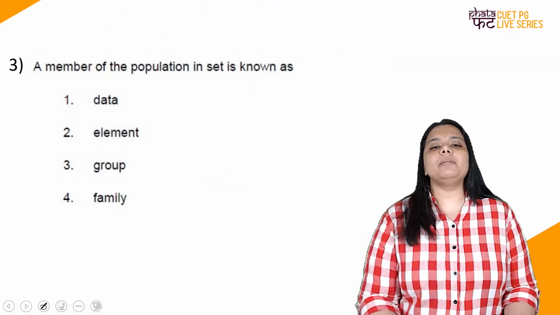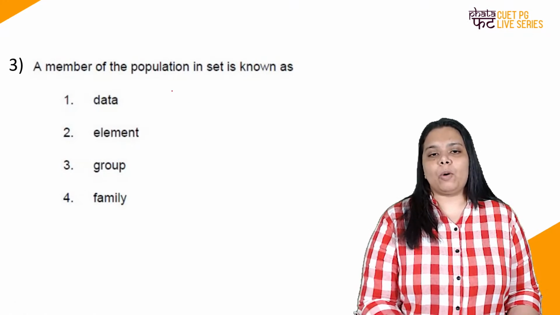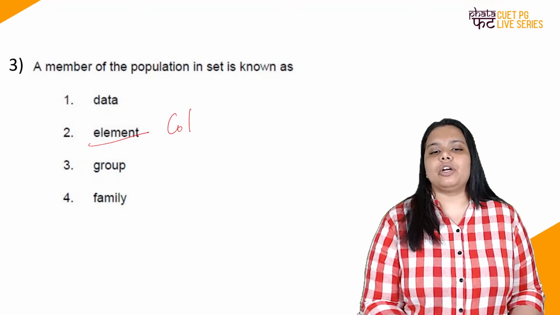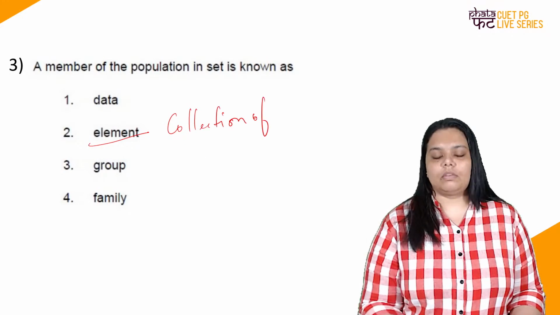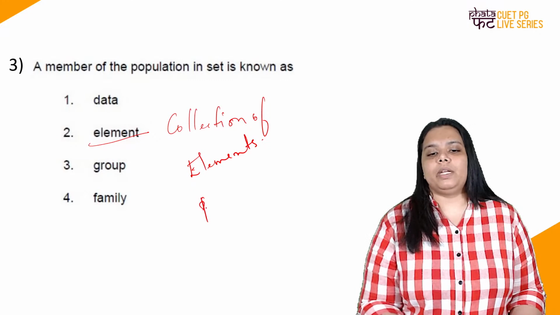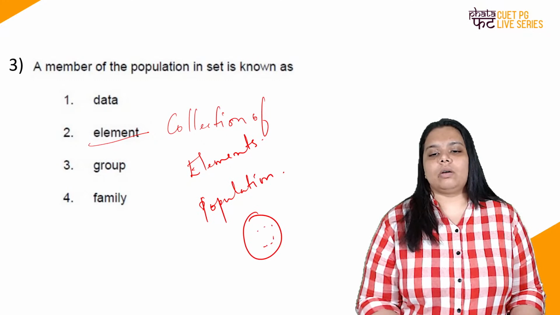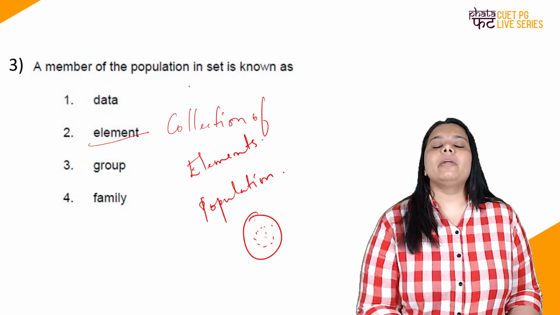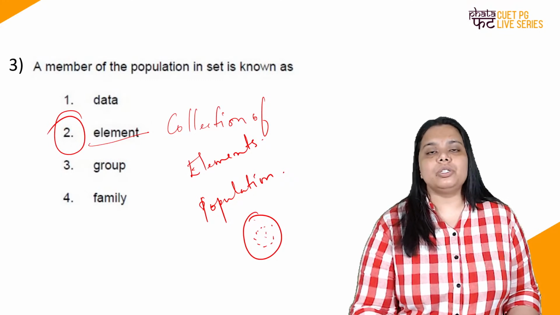Question number 3. A member of the population in set is known as. In set theory, the name for a member of the population is element. Population is actually a collection of elements. Let's say there are many elements; all these elements together we will call as a population. So a member of the population in set is also known as an element. So the answer is option 2.